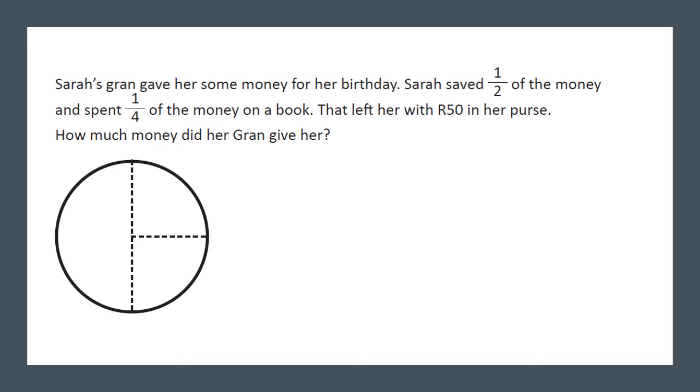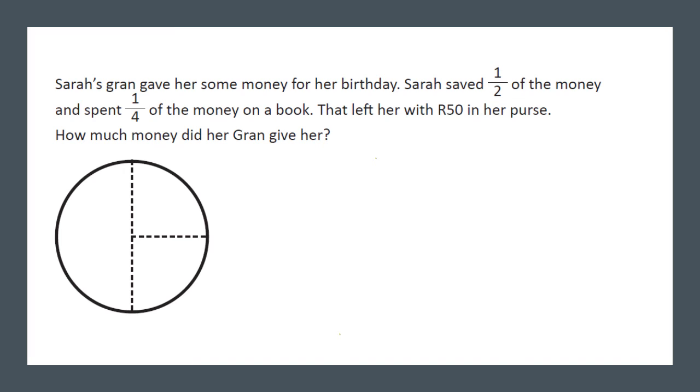Okay, let's look at a word problem. Guys, remember we were talking about word problems for the past few weeks. I'll just get my pen here. Sarah's gran gave her some money for her birthday. Sarah saved half of the money and she spent a quarter of the money on a book. That left her with 50 rand in her purse. How much money did her gran give her?